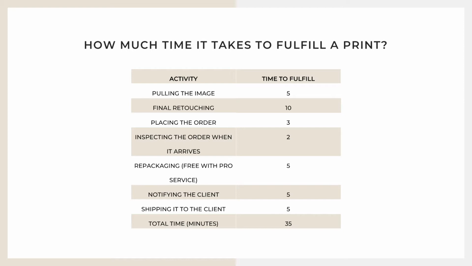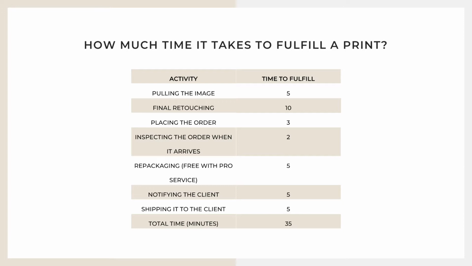Then how long does each one take? So you've got pulling the image is 5 minutes, final retouching 10, placing the order 3, inspecting the order when it arrives 2, you're fast at that. Repackaging 5, notifying the client 5, shipping to the client 5, fast at that one again. Your total time in minutes is 35 minutes, all right?